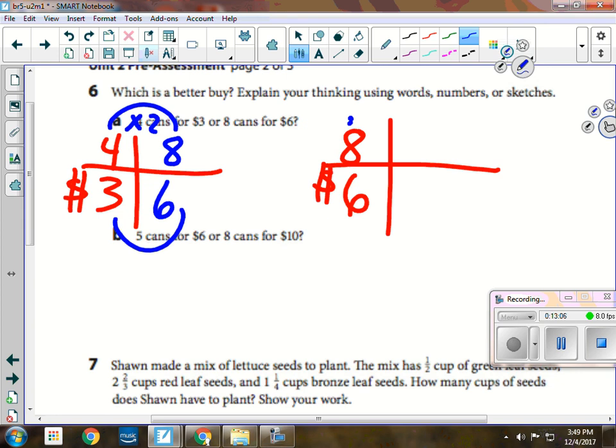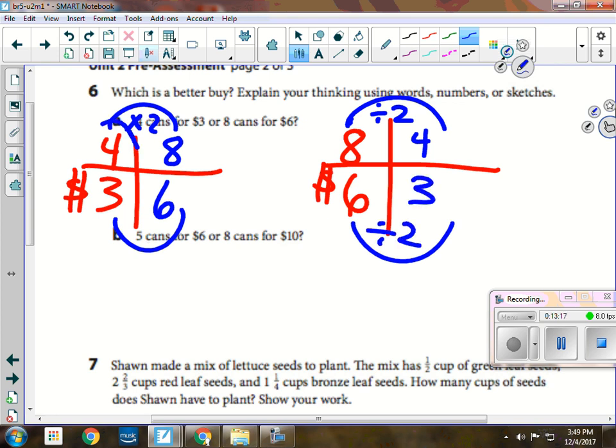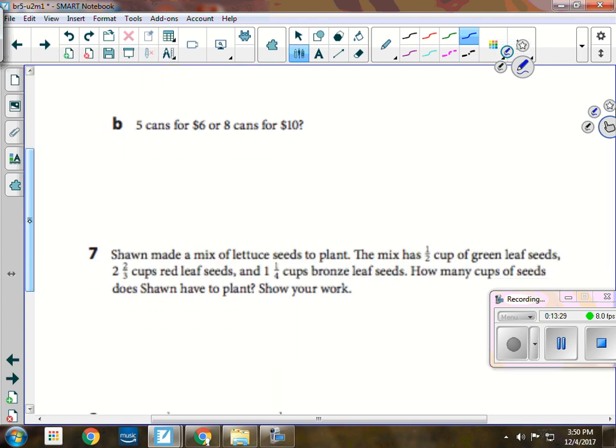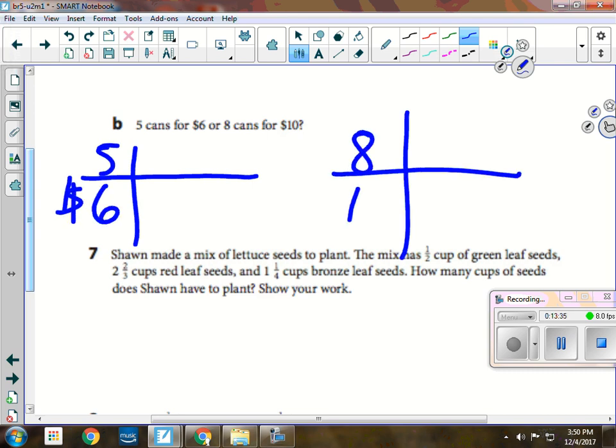They're the same cost. Or you could say I could divide this one by 2 and go down to 4 cans, and divide this one by 2 and go for $3. 4 for $3, which is what we had to begin with. Same deal. No better buy. A is a tie. There is no better buy. They cost the same. And then we've got this down here. I'm going to use the same strategy. 5 cans for $6 versus 8 cans for $10.